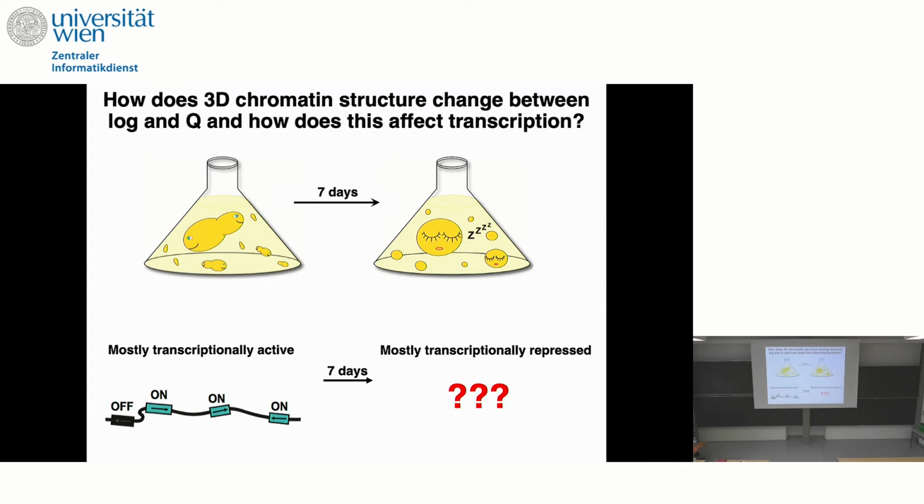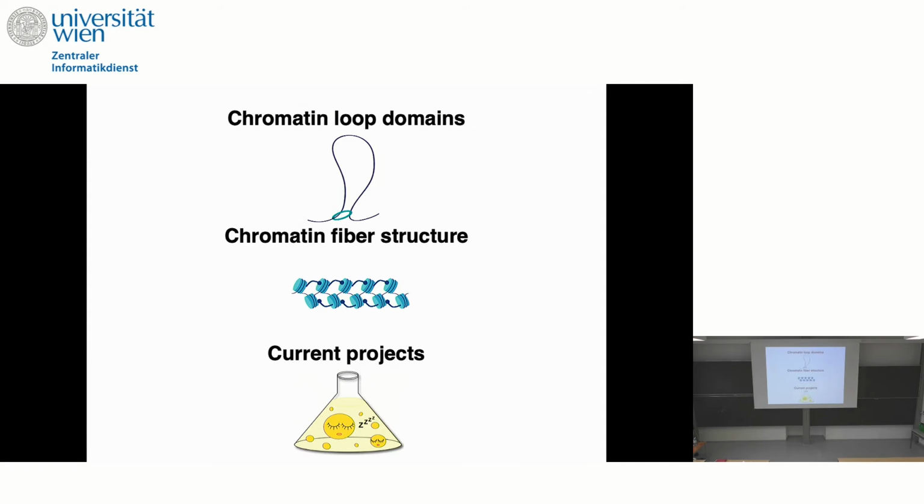My goal as a postdoc, and this continues to be the main goal in my lab, is to look at how different three-dimensional chromatin structures change between log and quiescent cells to mediate this change from cells being mostly transcriptionally active to cells becoming mostly transcriptionally repressed. Today I'm going to talk about chromatin structure at two different levels that is involved in this process and that changes in these cells. We're going to look at chromatin loop domains and then chromatin fiber structure. And at the end, if I have time, I'm going to talk about some of our current projects in the lab.